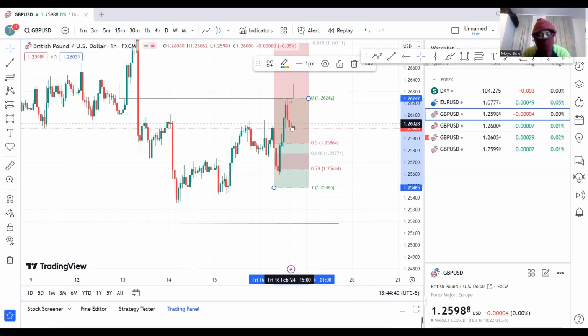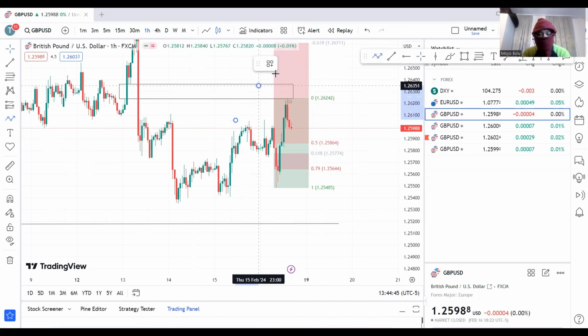We could also see price, I don't know if it's gonna. Okay, I'm gonna change this color now.